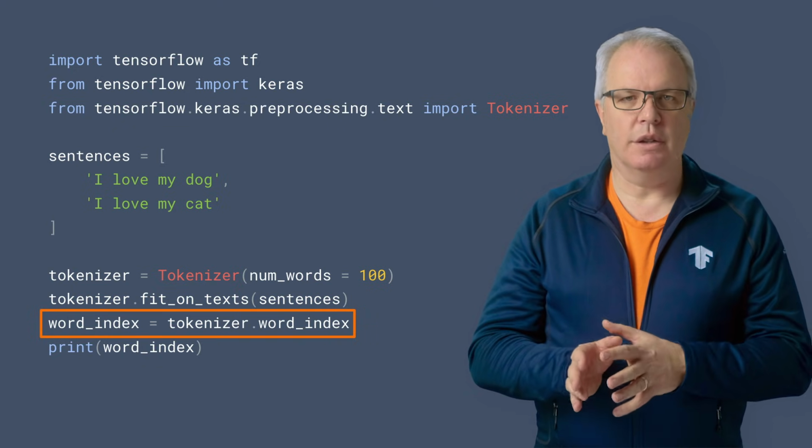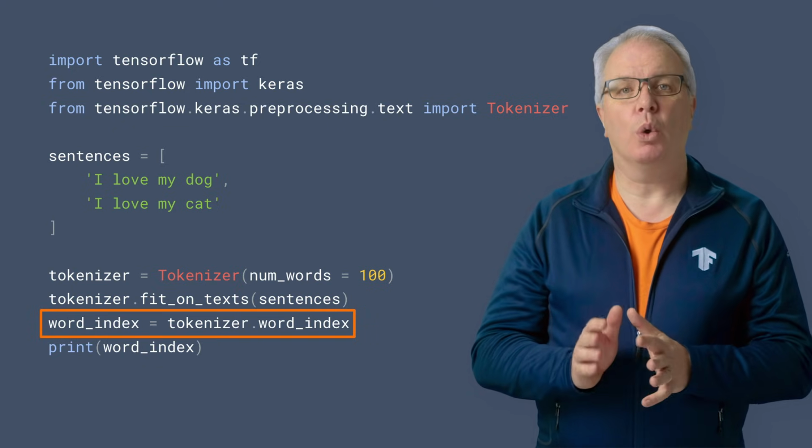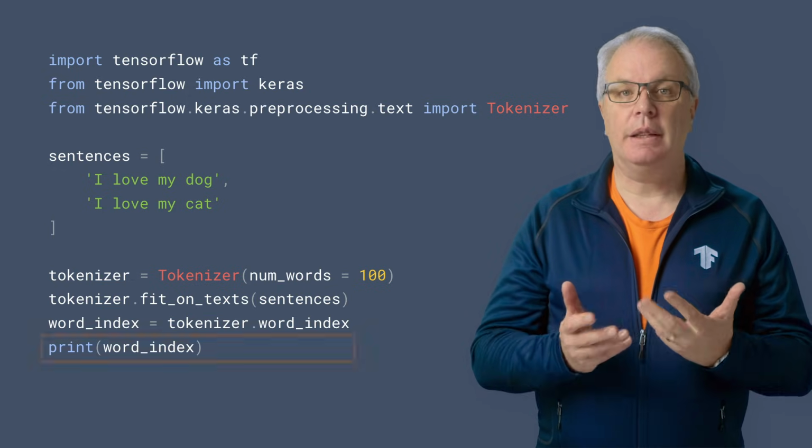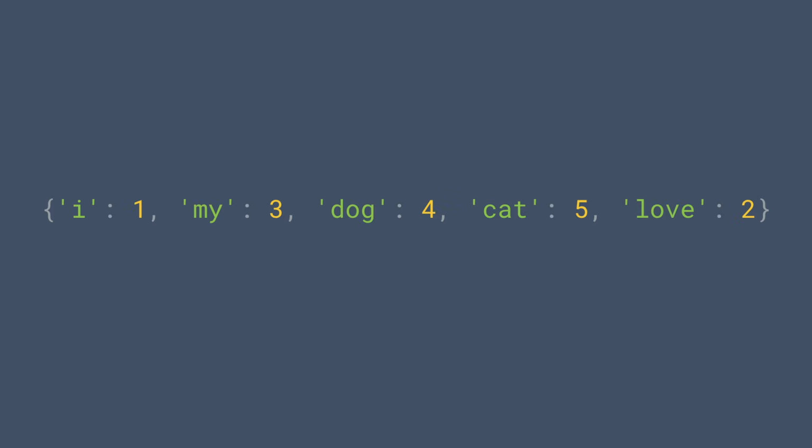The full list of words is available as the tokenizer's word index property, so we can take a look at it like this, and then simply print it out. The result will be this dictionary showing the key being the word and the value being the token for that word. So for example, "my" has a value of 3.